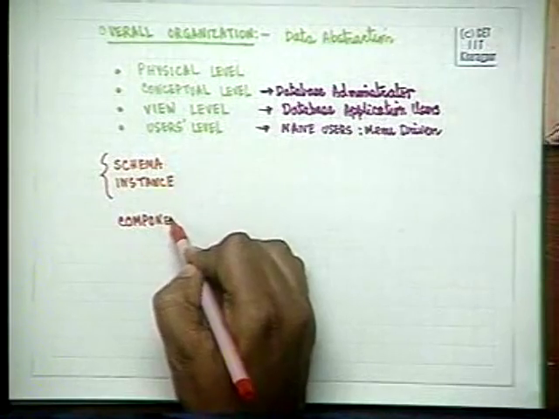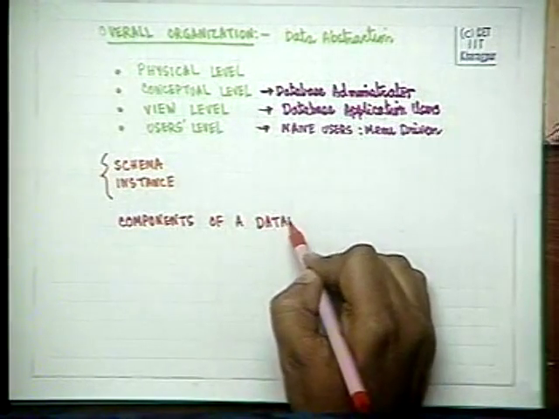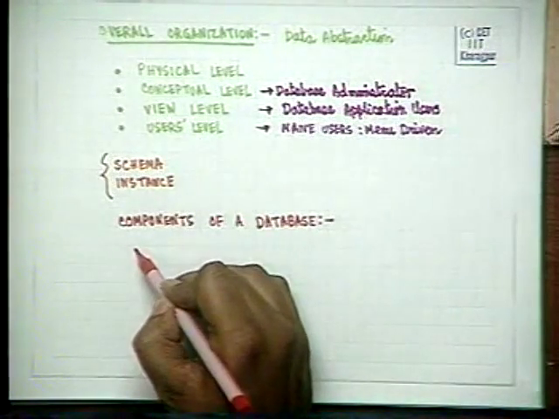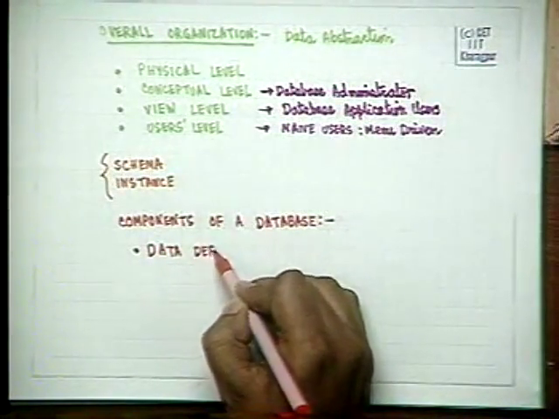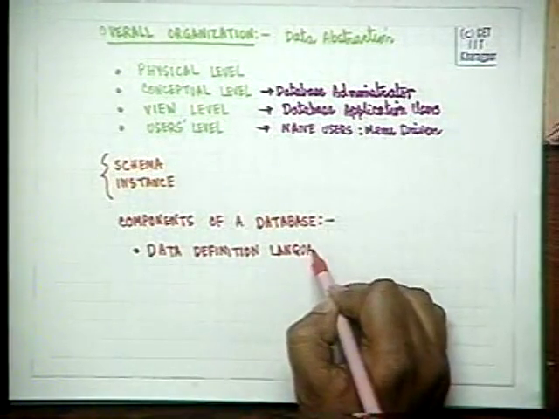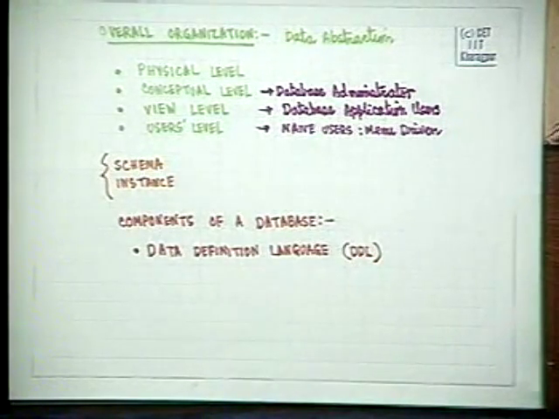So the components of a database, from a user's point of view, there are two major components. One is called a data definition language. Every database must have a data definition language, which is in short called DDL. This is how you define your whole database. What is the data definition of your whole database? What is the information? How are they related? What is the relationship? This is what you store.